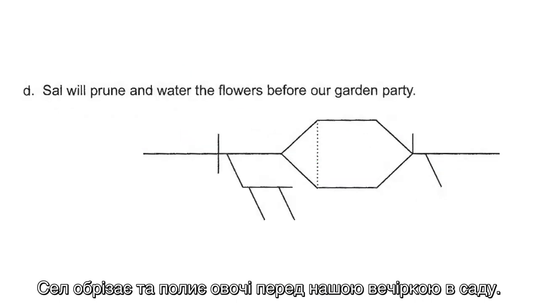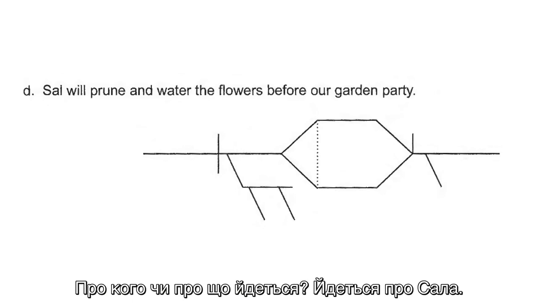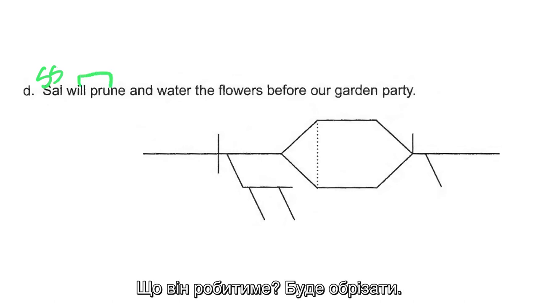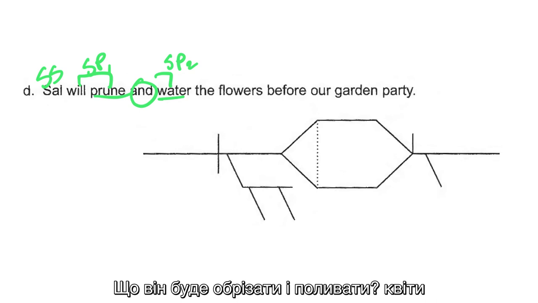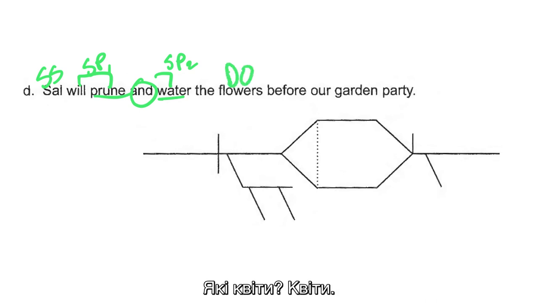Sal will prune and water the vegetables before our garden party. Who or what is this about? It's about Sal. What will he do? Will prune, will water, and connects prune, water. What will he prune and water? Flowers. Which flowers? The flowers.